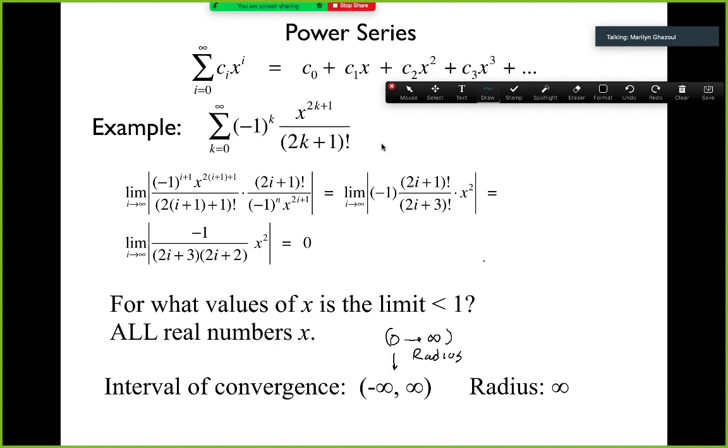So interval of convergence and the radius, that's only for power series, correct? Right, because with power series, we're talking about what values of x make the power series converge. Thank you. Yeah, and power series are when we bring x into the picture. Other questions?